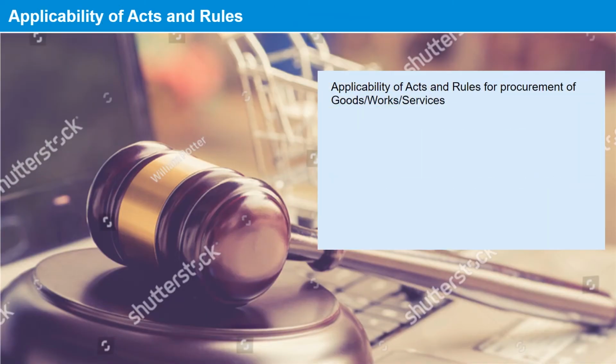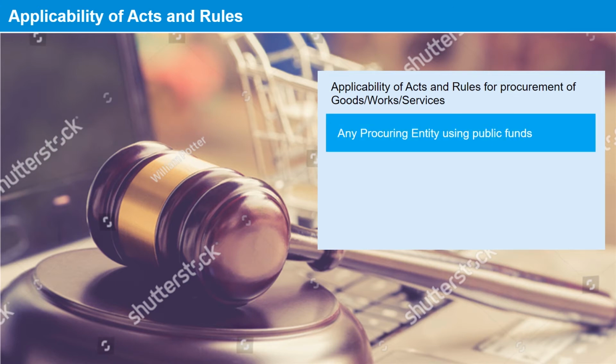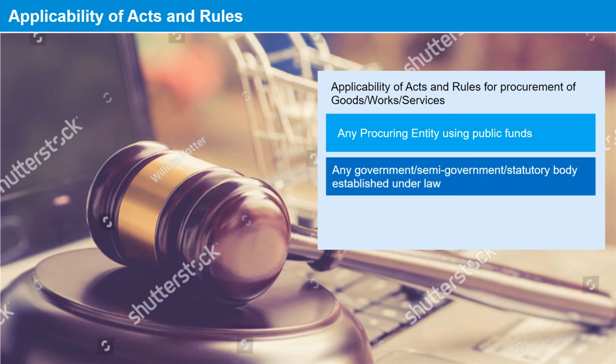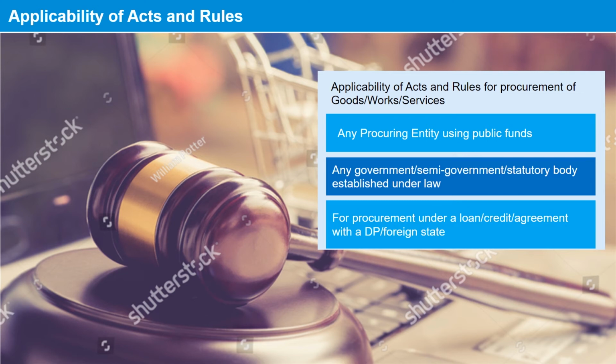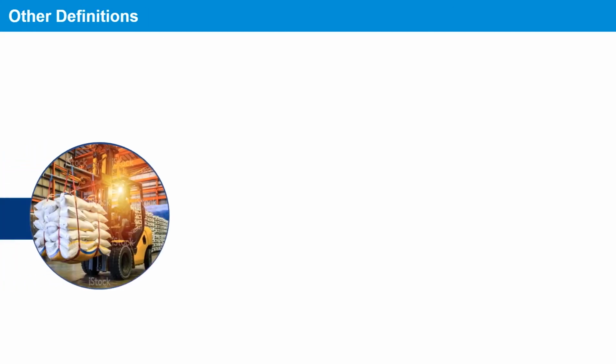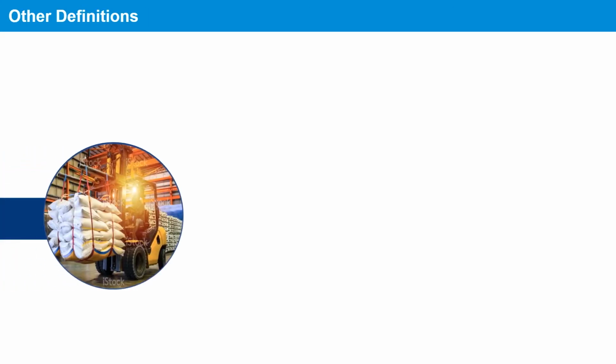Where are the procurement acts or rules applicable? Specific acts and rules are applicable for procurement of goods, works, and services. These rules must be followed by any procuring entity which is using public funds and any government, semi-government, or statutory body that is established under law for procurement under a loan, credit, or agreement with a DP or foreign state. Let's look at some more definitions.